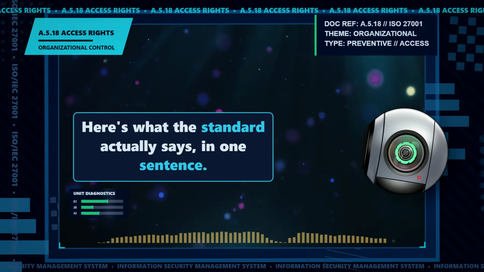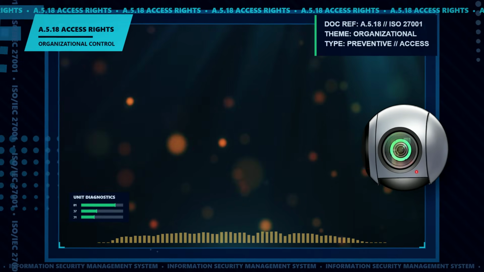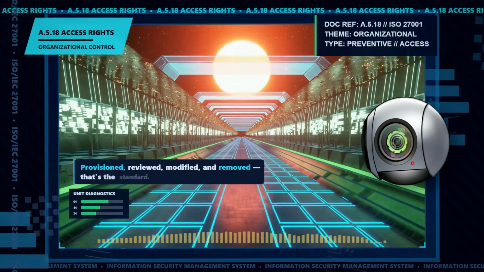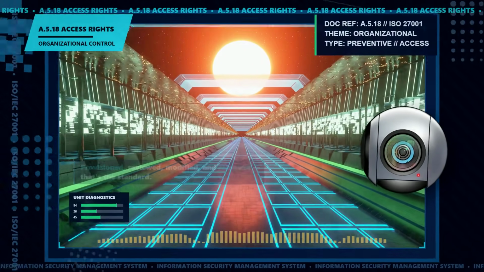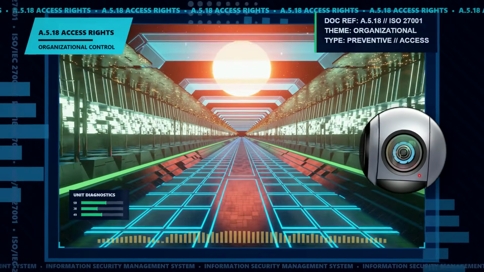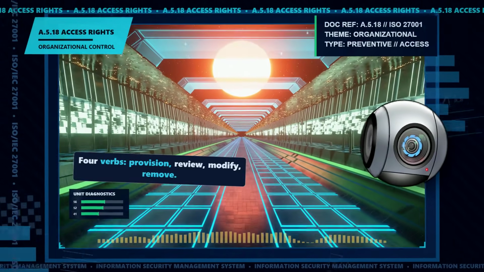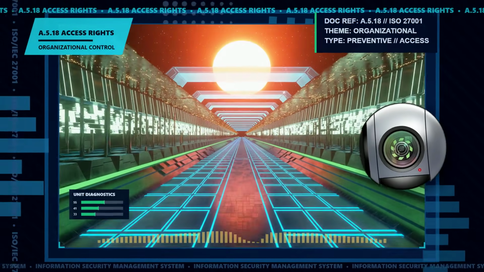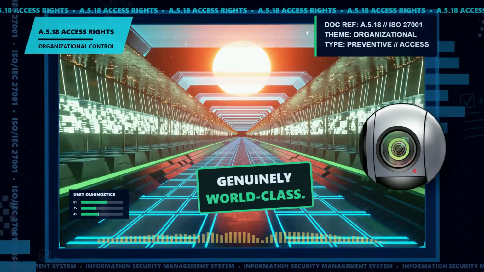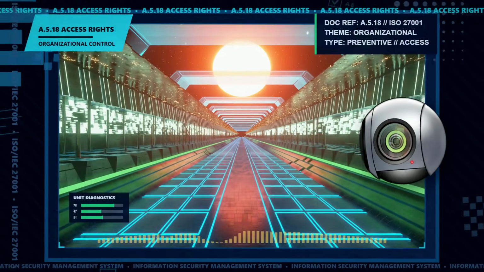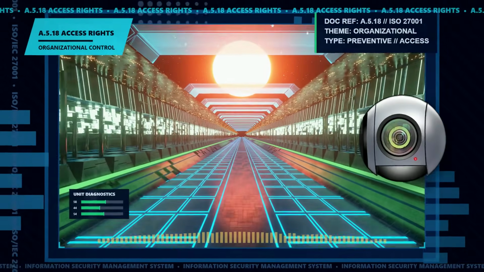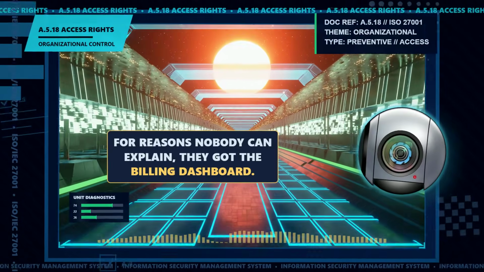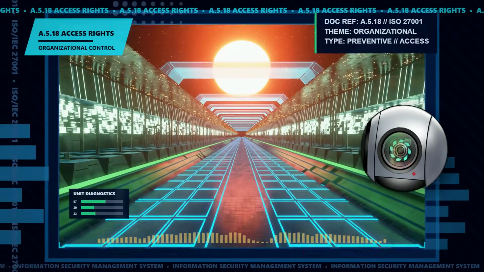Here's what the standard actually says, and it says it in one sentence. Access rights to information and other associated assets shall be provisioned, reviewed, modified, and removed in accordance with the organization's topic-specific policy on access control. 4 verbs: provision, review, modify, remove. Companies are magnificent at the first one, genuinely world-class. Somebody joins on a Monday, and by 11 in the morning they've got the shared drive, the ticketing system, the customer database, and, for reasons nobody can explain, the billing dashboard. The other 3 verbs: bless.